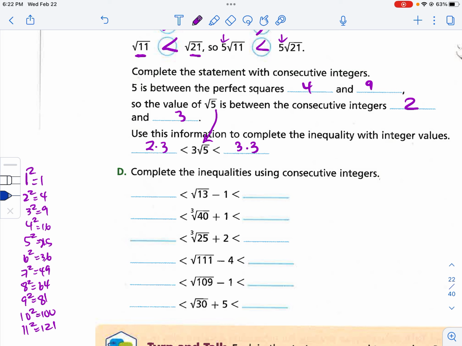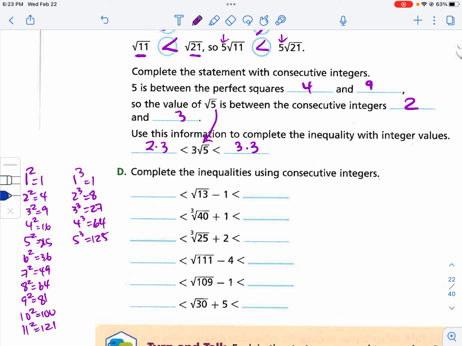No. Then I have cubes. So 1 cubed is 1, 2 cubed is 8, 3 cubed is 27, 4 cubed is 64, 5 cubed is 125. Is that all I need for cubed roots? Yes. So let's look at this.